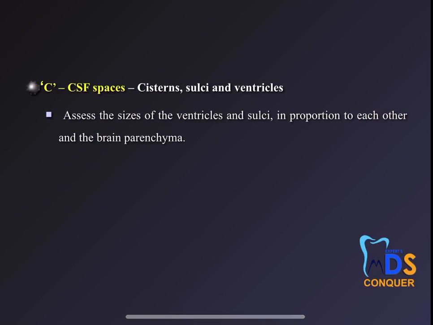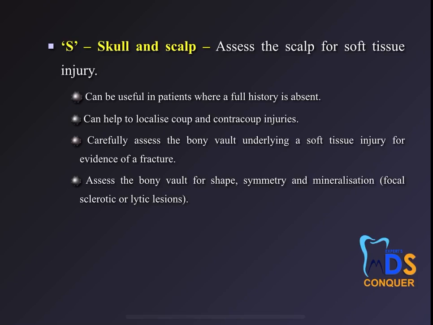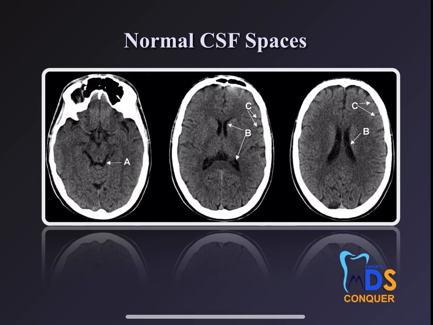Then the CSF spaces: you have to assess the size of the ventricles and the sulci in proportion to each other within the brain parenchyma. And S is for the skull and scalp, where you look at the scalp for soft tissue injury. All this is actually not important for us, but the head and neck CT is important for us to interpret both the anatomical landmarks as well as any abnormality. You have to have a good idea of how to interpret a head and neck CT image. This is how the normal CSF spaces look, as shown in the picture.